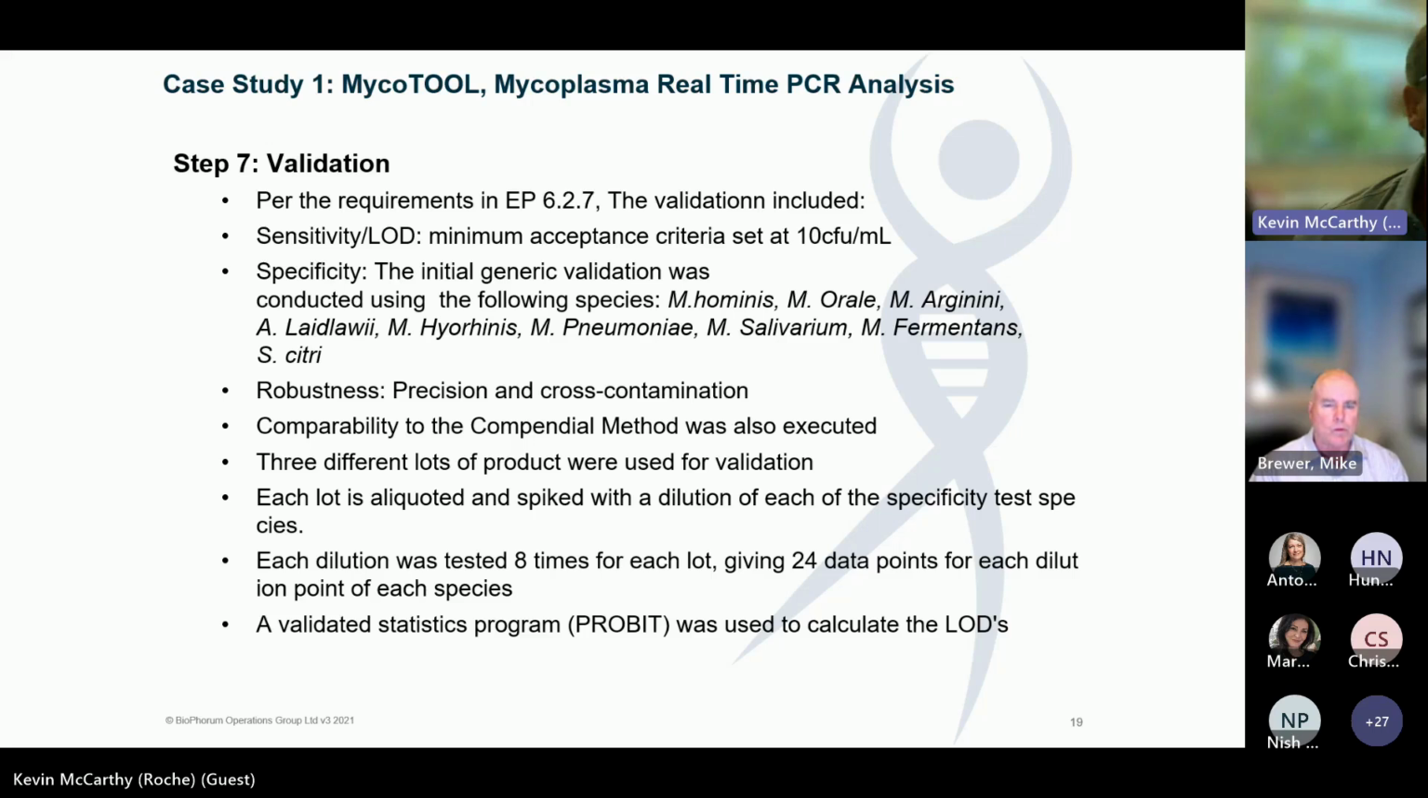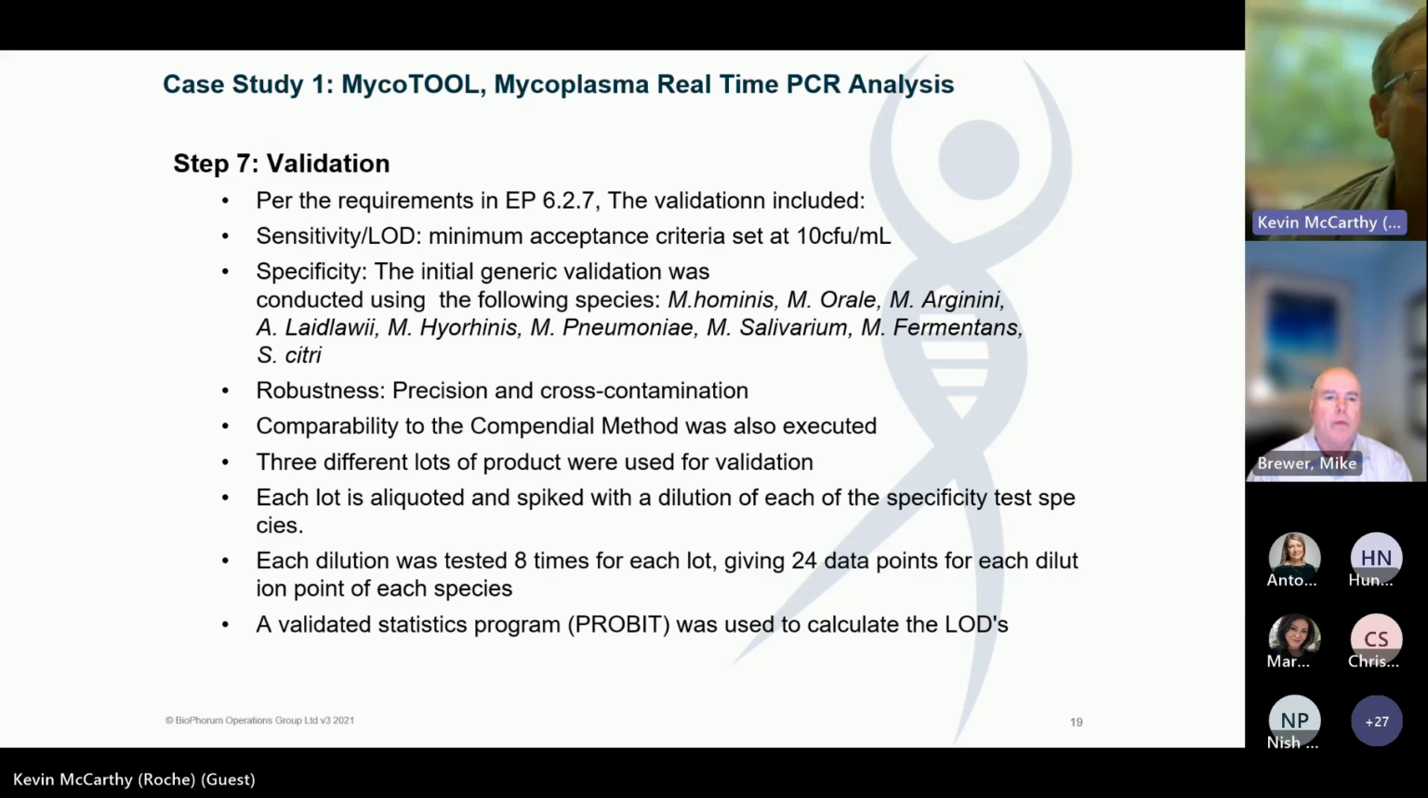Specificity: the initial generic validation was conducted using the species that we've already mentioned: hominis, orale, arginini, laidlawii, hyorhinis, pneumoniae, salivarium, fermentans, and citri. The robustness included precision and cross-contamination assessments. Comparability to the compendial method was also executed.